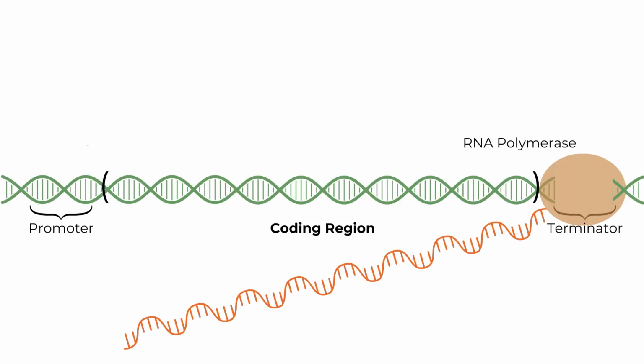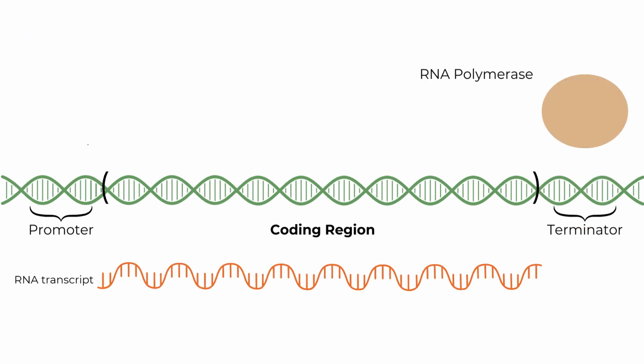This process will continue with RNA polymerase traveling along the length of the coding region until it reaches the terminator sequence. This signals the end of transcription, or termination. At this point, the RNA polymerase releases the newly synthesized RNA transcript and detaches from the DNA. From here, we can move to the second stage of gene expression, translation.